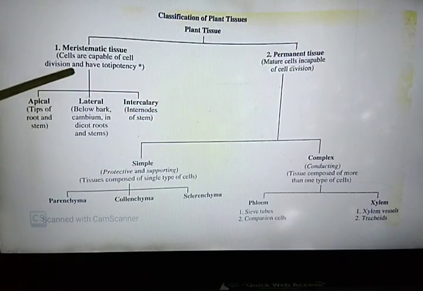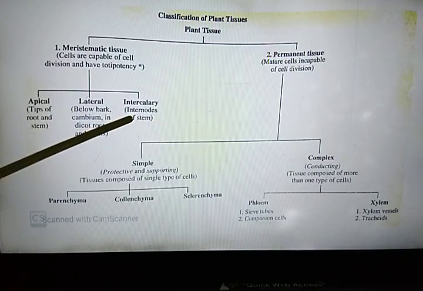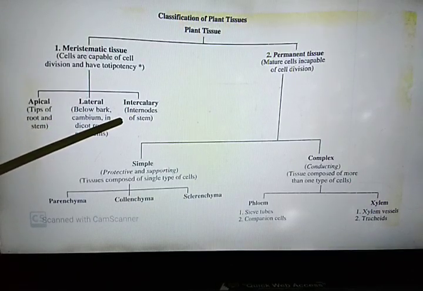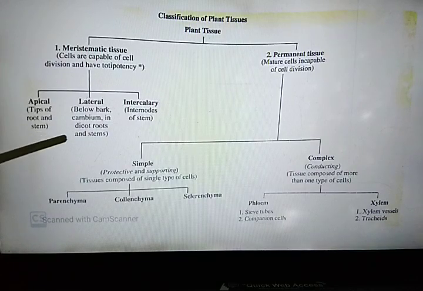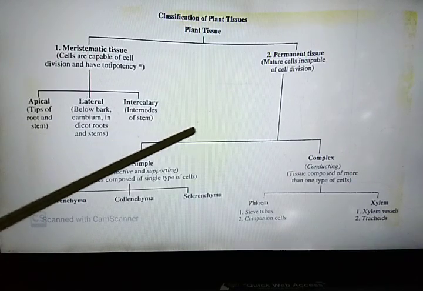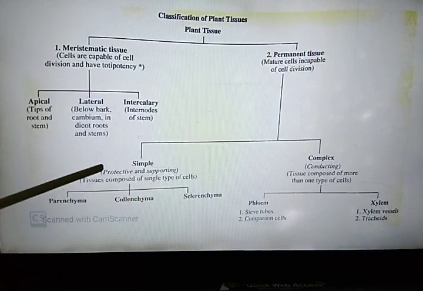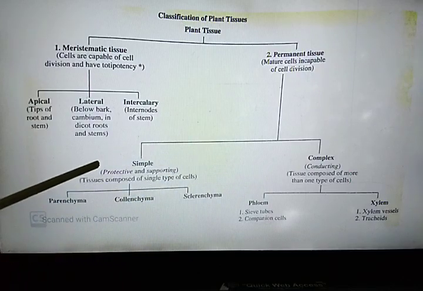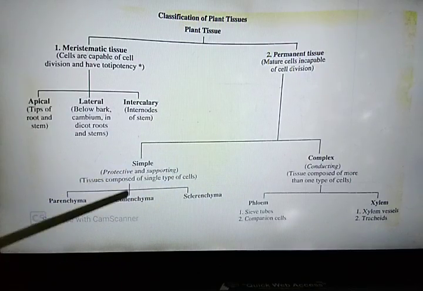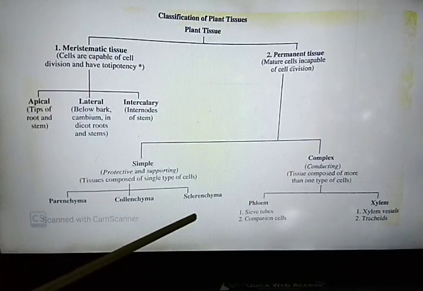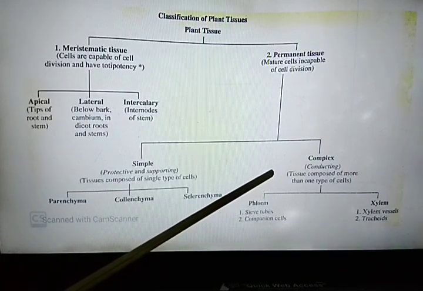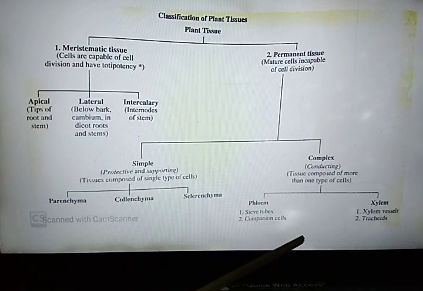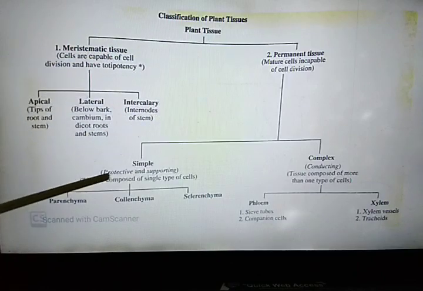Meristematic tissue is further of three types on the basis of their location, where they are present in the plant: apical, lateral, intercalary. Whereas permanent tissue is of two types: simple permanent tissue and complex permanent tissue. Simple permanent tissue is further of three types: parenchyma, collenchyma, sclerenchyma. Whereas complex permanent tissue is of two types: phloem and xylem. First of all, we will study in detail about the meristematic tissue.